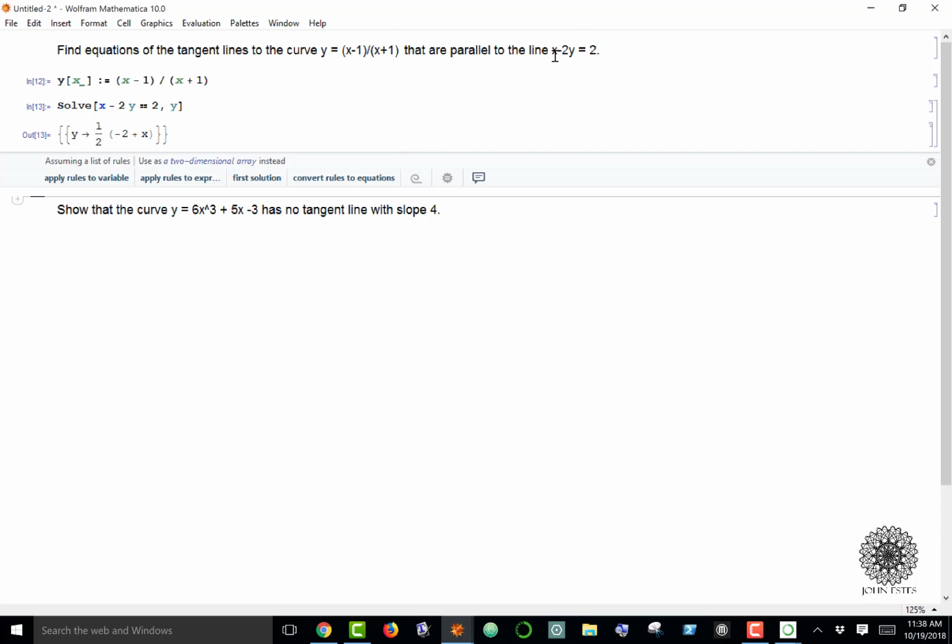If we want to think of this in terms of y equals mx plus b, we have y equals 1/2 times x minus 2. So my slope would be the coefficient of x, so the slope is 1/2.